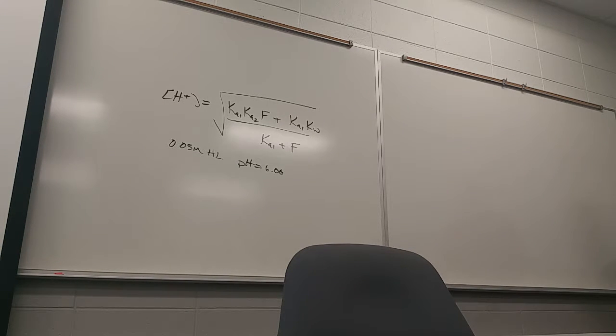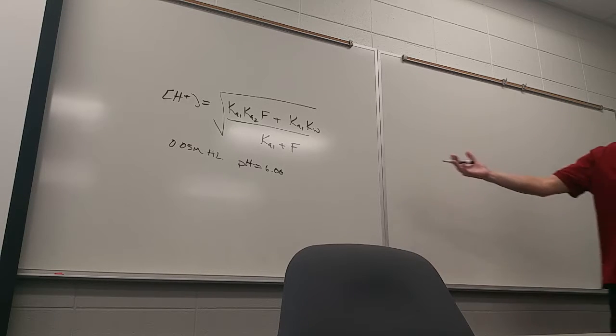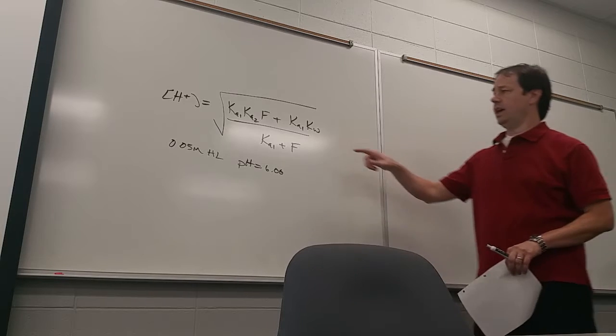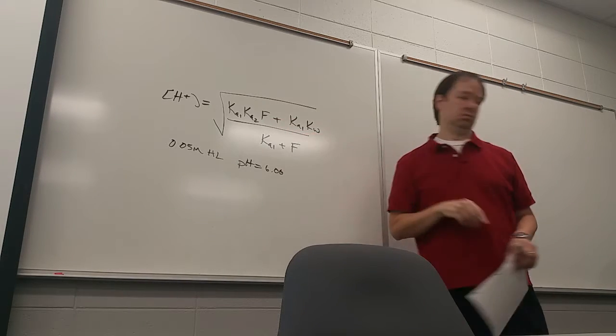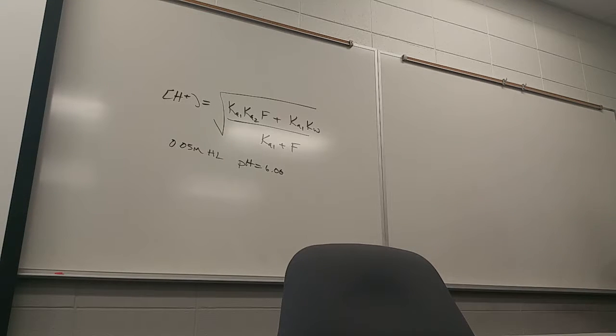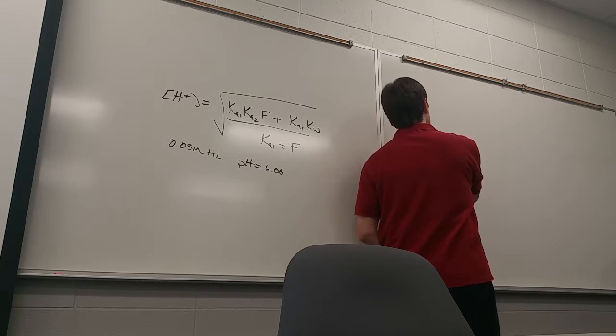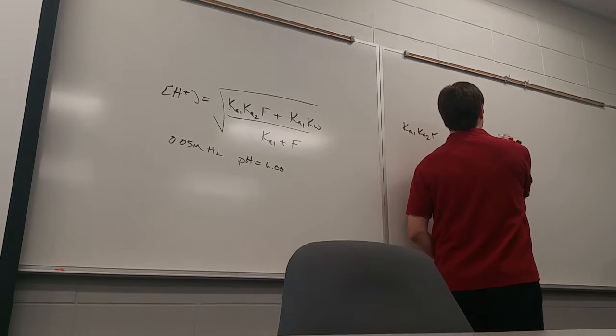However, to try to simplify things in a matter of actually being able to take this test and not spend 20 minutes on one problem, there are some things we can do to clean this up a little bit. Whenever we see equations that have something that's added to something, we can look at that and say, are those two numbers of the same scale, or is one a lot bigger than the other one? So let's look at Ka1 times Ka2 times F versus Ka1 times Kw.